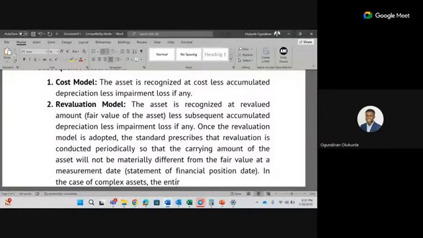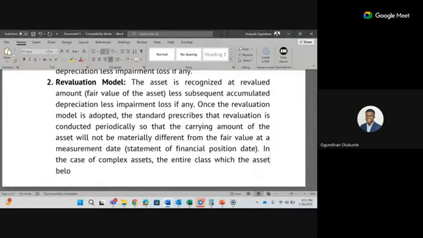The entire class to which the assets belong must be revalued, or should be revalued, once an asset in that class is revalued. Does it make sense to you? Can you please recap, sir?